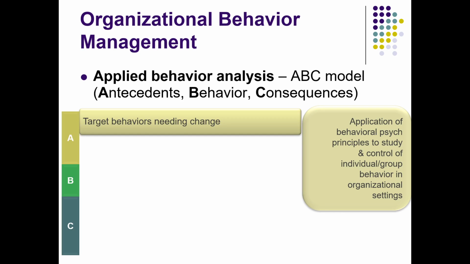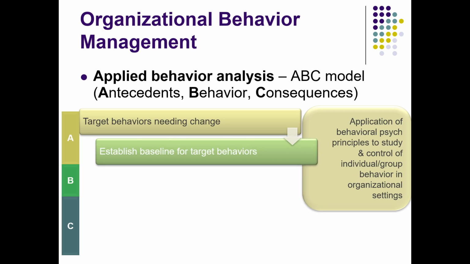So for A, we are going to target the behaviors that need change. The first part of the approach is to figure out what behaviors are non-productive or undesirable. And then we're going to establish the baseline for these target behaviors. If the baseline is that these behaviors are very rarely displayed, it might not be worth going through the process. If, on the other hand, the behaviors are fairly common, fairly widespread, then we may want to go ahead and follow the process.